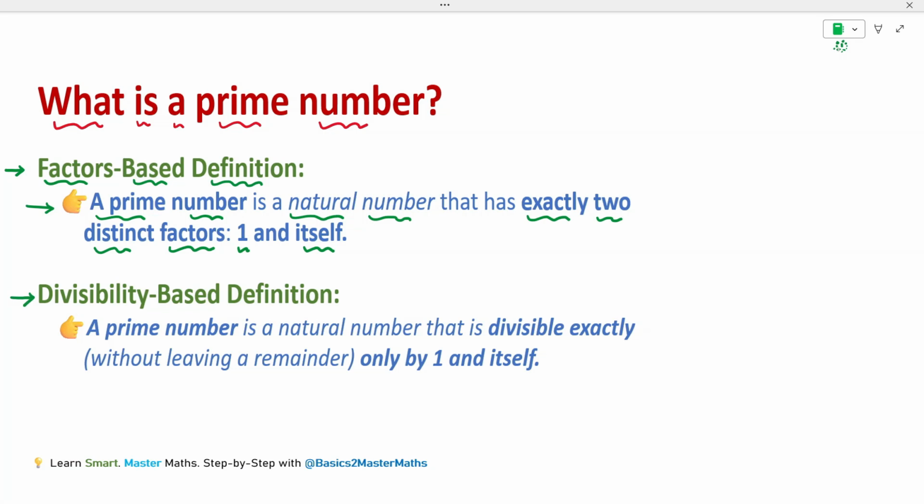Second definition, divisibility-based definition. It says that a prime number is a natural number that is divisible exactly only by 1 and itself. Got it? Let us understand these definitions with examples.